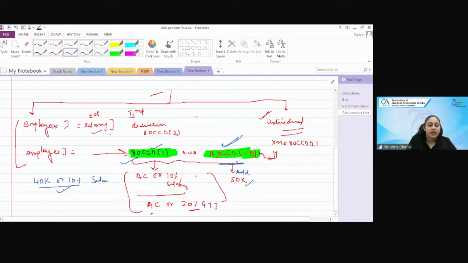I will take that. Okay, and then the third step would be to compare 80CCE, 80CCC plus 80CCD subsection 1 and see whether 1,50,000 is coming or not. So actual contribution or 10% of salary for an employee, and actual contribution or 20% of GTI for an individual. 80CCD subsection 1B is available to both. In subsection 1, first, if he is an employee, then actual contribution and comparison with 10% of salary. If the individual is other than an employee, actual contribution or 20% of GTI. Got it?